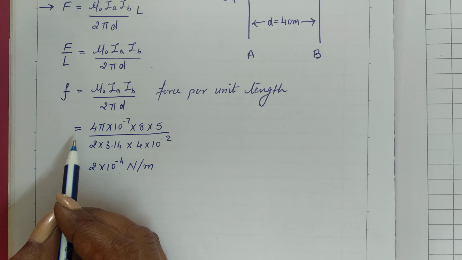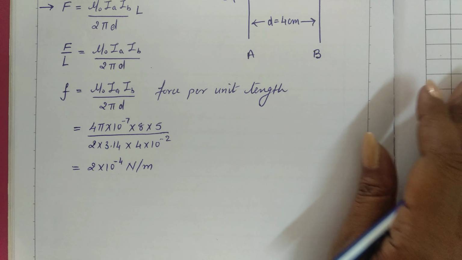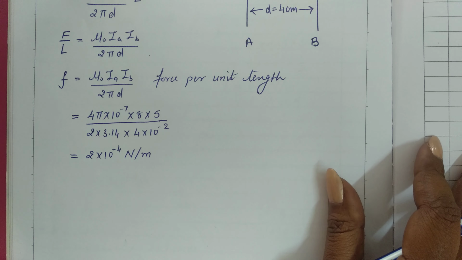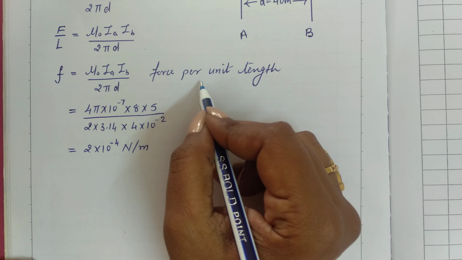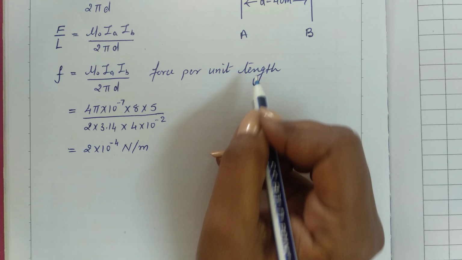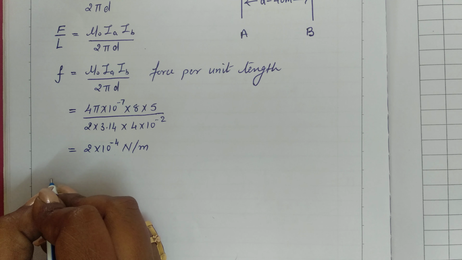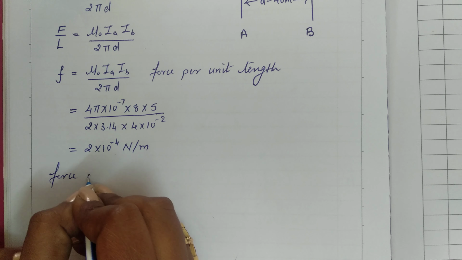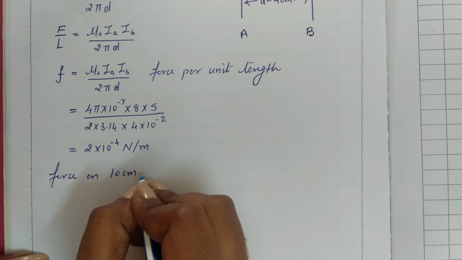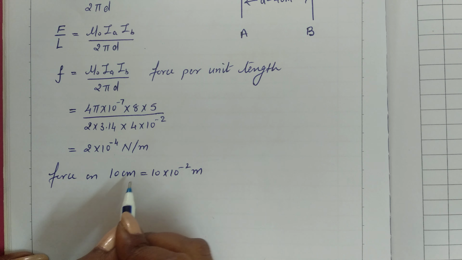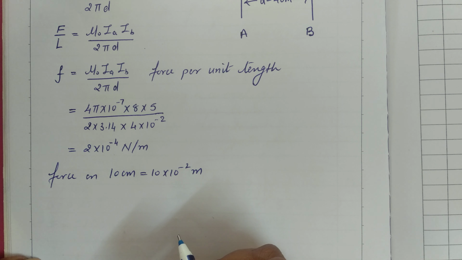But we don't want force per unit length. We want force acting on 10 centimeter section of this wire. So how can we do that? Suppose force acting per unit length is this much. Then what is the force acting on 10 centimeter length? Okay, so we can calculate the force on 10 centimeter. We'll convert it into meter. So it will give you 10 into 10 raised to minus 2 meter. So now we'll calculate force on this much portion of the wire.